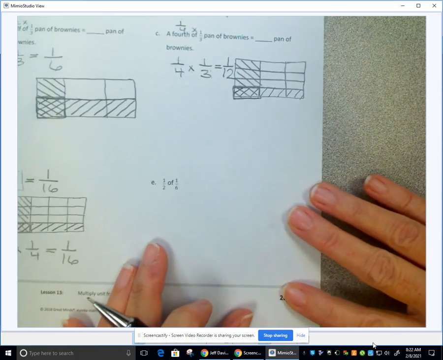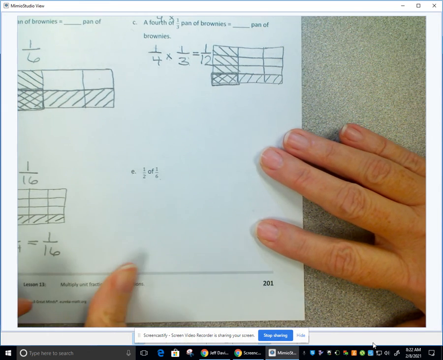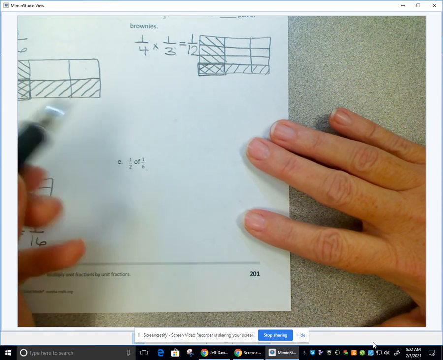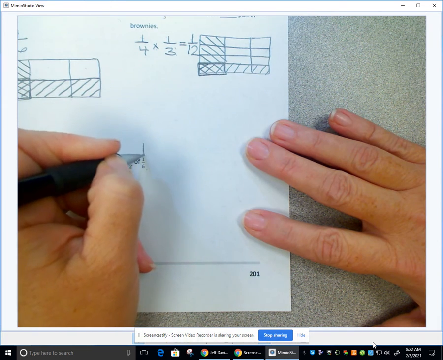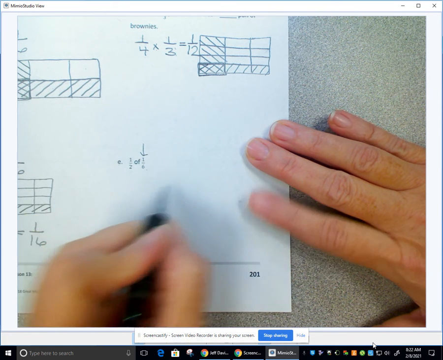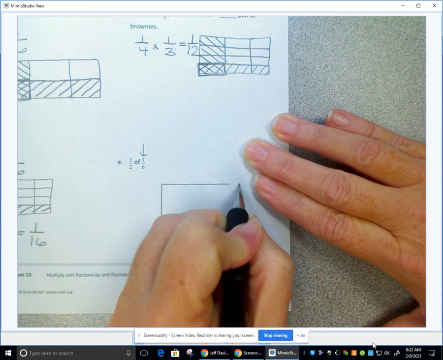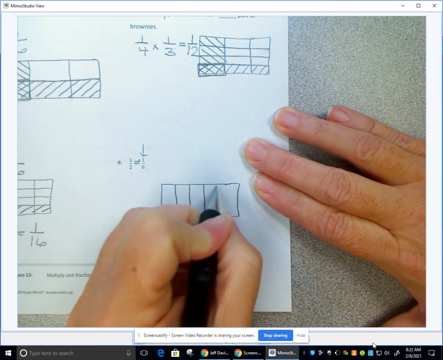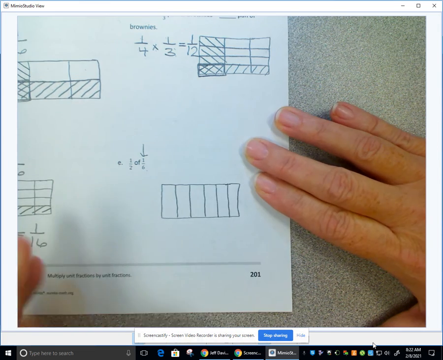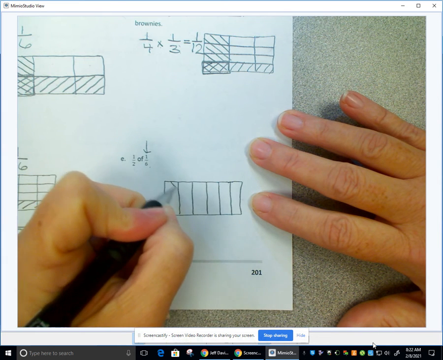Let's go to E. I want 1/2 of 1/6. Now think about it. What was there first? If I want half of 1/6, then I have to have 1/6 first to get half of it. So this is what I have. So let me draw 1/6. 2, 3, 4, 5. Not real even, but it's okay. And I want one of the 6 shaded.